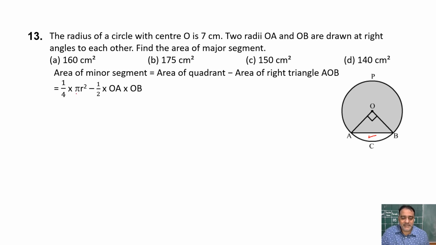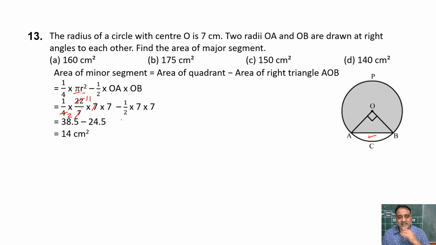Yes, sir. Okay, now we'll substitute the value of pi 22/7. Radius is given 7 and OA, OB both are 7. Okay, so एक 7 यहाँ पे कैंसिल कर दिए हम लोग and this also we are going to cancel by 2. 11 into 7 upon 2 बचेगा यहाँ पर और यहाँ पर 49/2. So 38.5 minus 49/2, that is 24.5. So finally we got 14 centimeter square. This is clear?